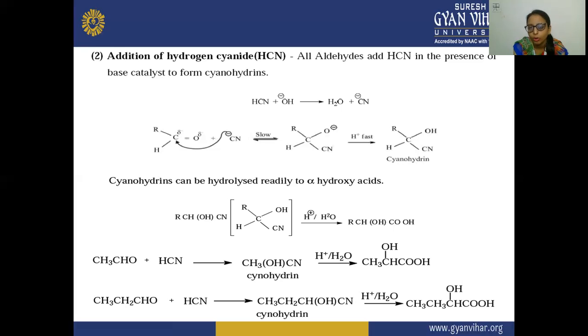Intermediate, this anion is formed here. This anion is then acidified, and this reaction is your fast reaction, and there is a formation of the cyanohydrin. The cyanohydrin can be hydrolyzed to form alpha hydroxy acid. So this cyanohydrin is hydrolyzed in the presence of the water, and there is a formation of this alpha hydroxy acid.